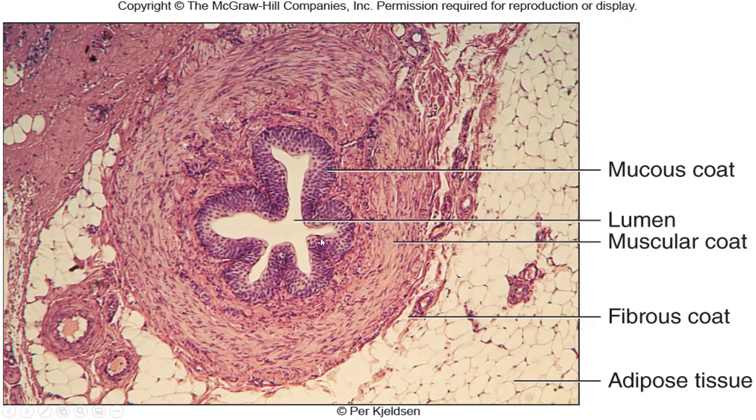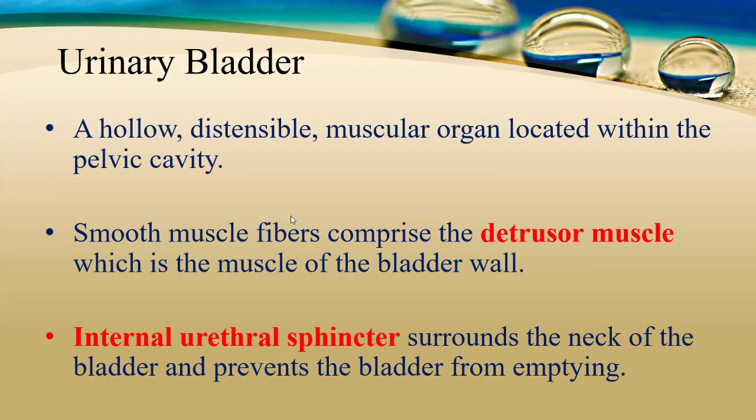So if you were to cut a ureter in cross section, this is what you would see. This inner lining here that's a little bit more purple, that is the mucus coat. So that lumen, that space that's in white here, that's where urine would travel from the kidney through this tube onto the bladder. So that takes us to the urinary bladder.